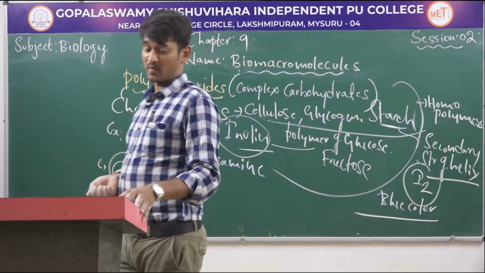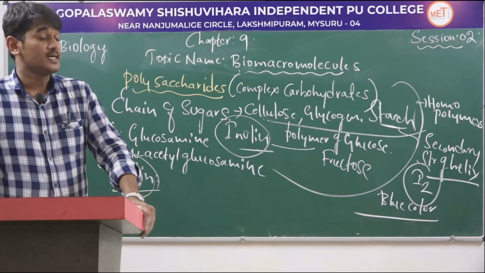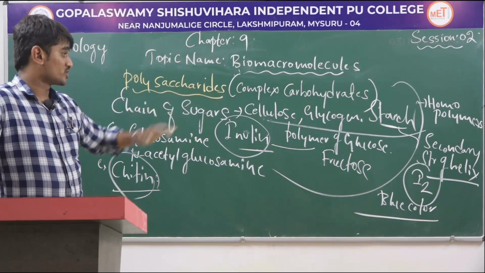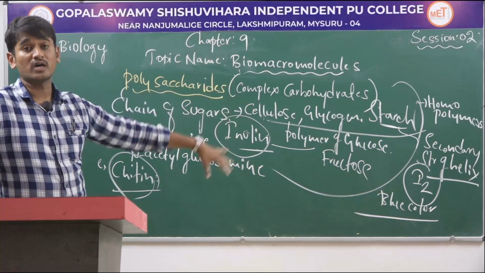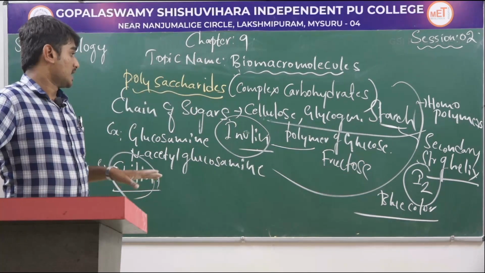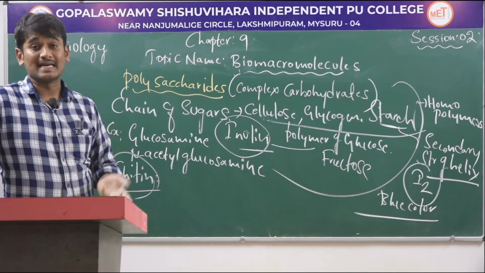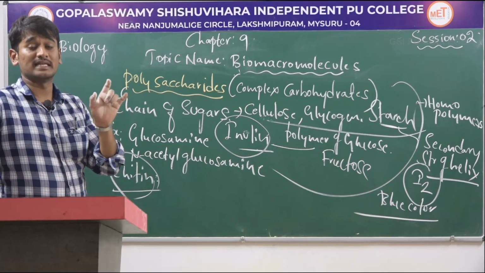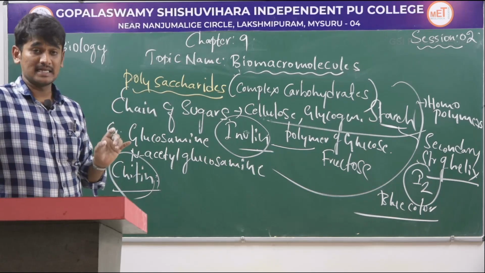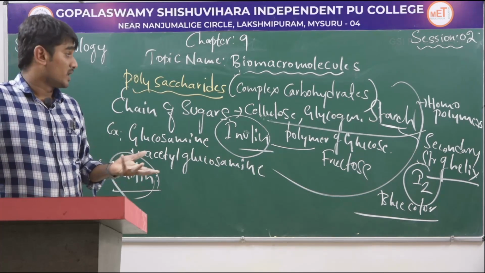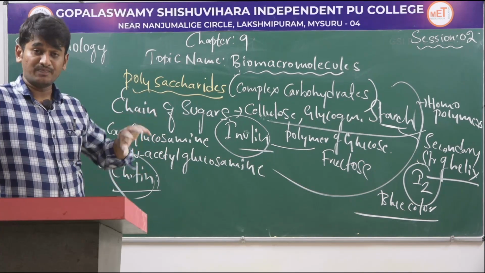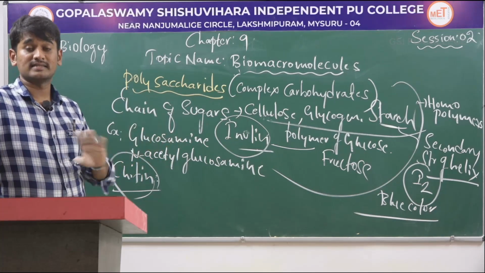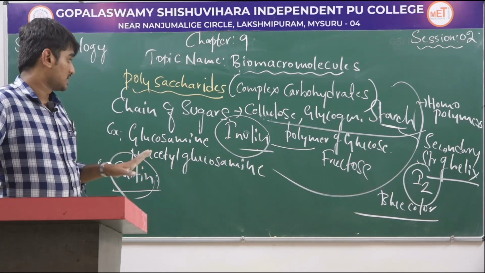Polysaccharides are also called complex carbohydrates, chains of sugars. They include cellulose, glycogen, starch, and inulin. They are all homopolymers. Here the starch forms a helical secondary structure, hence it can hold the iodine molecule in the position of the helix. It gives blue color. But cellulose cannot form a helical structure, hence it cannot hold iodine molecules.